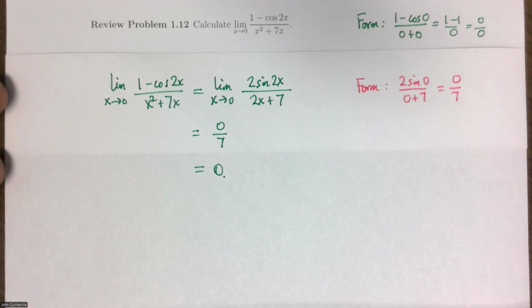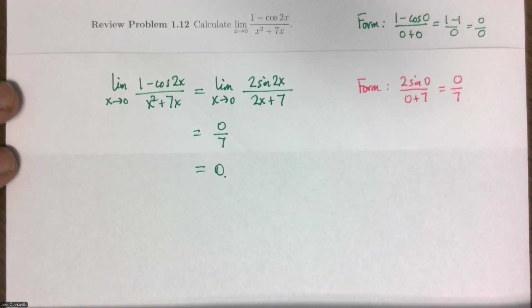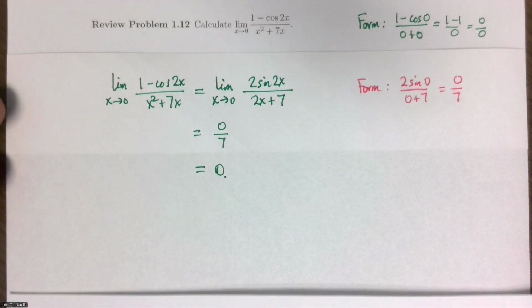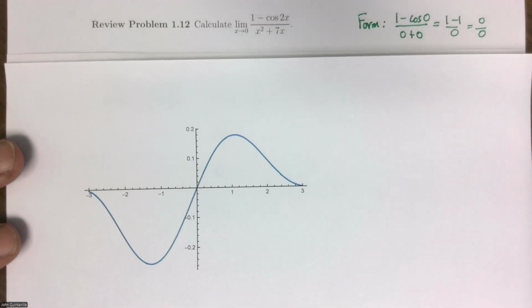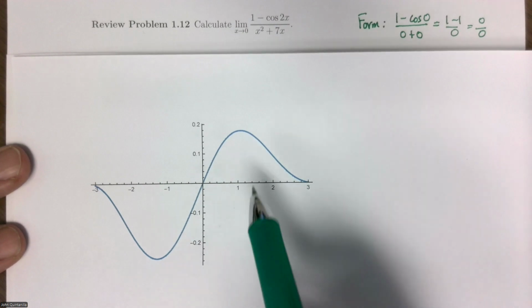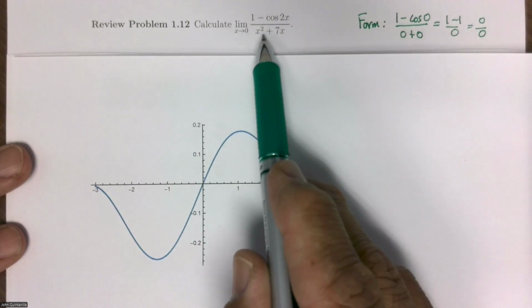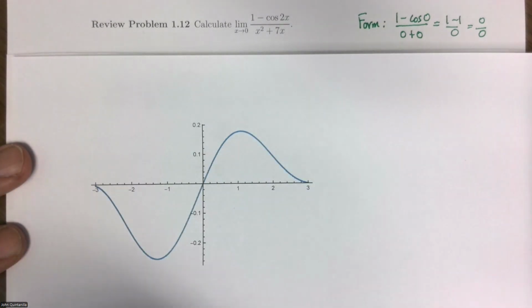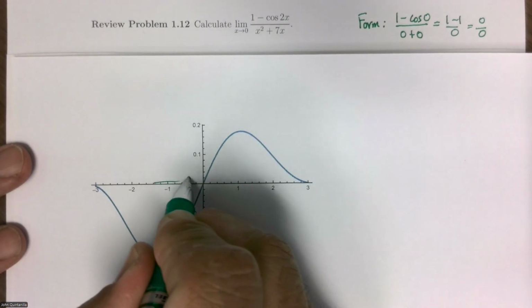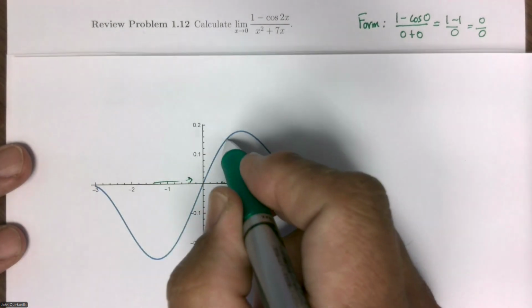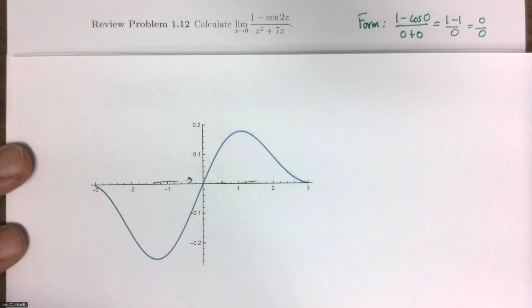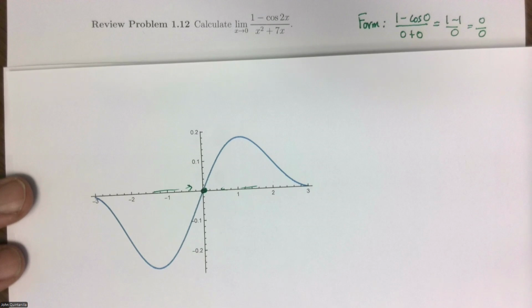Now, there is a way of double checking your work, and that is by using your calculator to actually draw the graph of this function. So I did that ahead of time here. This is the graph of (1 minus cosine 2x) over (x squared plus 7x). And as we see, as x gets closer and closer to 0, the y-coordinates are indeed getting closer and closer to 0 also. And so it makes sense that this is a visual confirmation that the limit is 0.